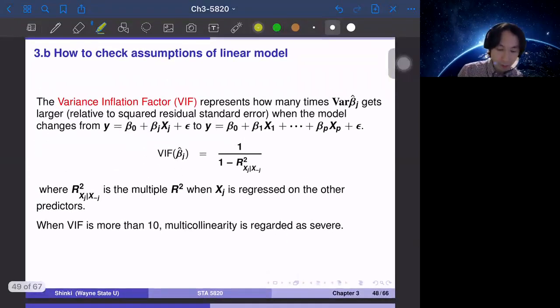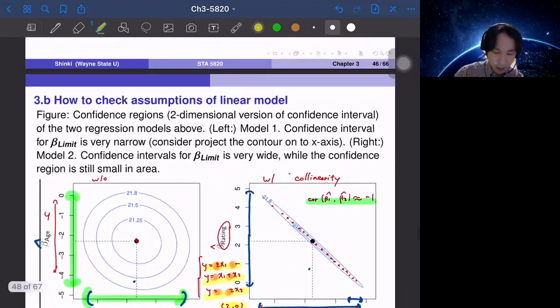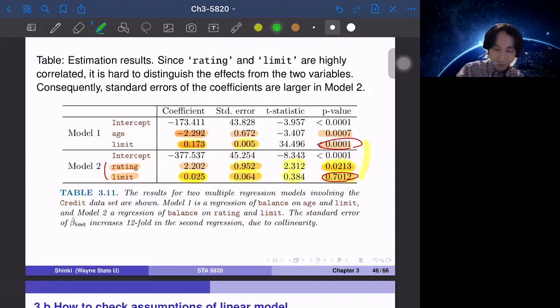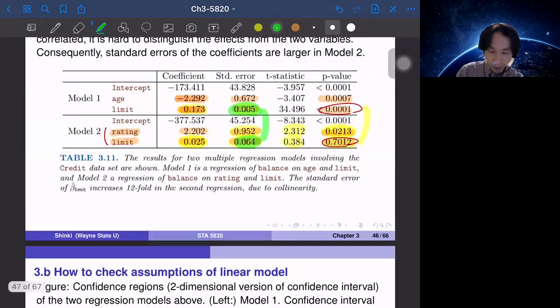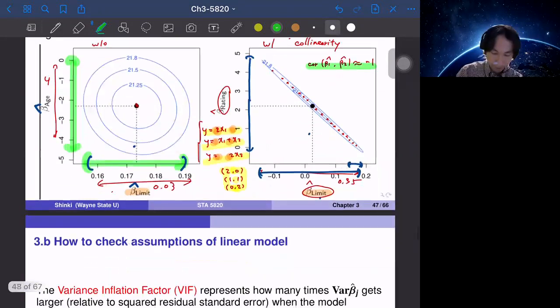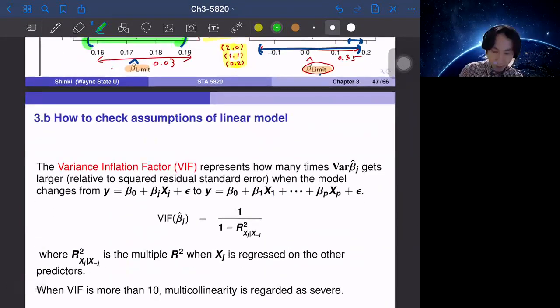Another way to express this phenomenon, multicollinearity, is calculating the variance inflation factor. It was kind of vague in the previous slide that the variance is inflated. If you compare this and this, then you can see. So we think about the ratio of these two, and we call this the variance inflation factor. The standard error of the beta hat limit gets almost 13 times larger from here to here. So that is the variance inflation factor.